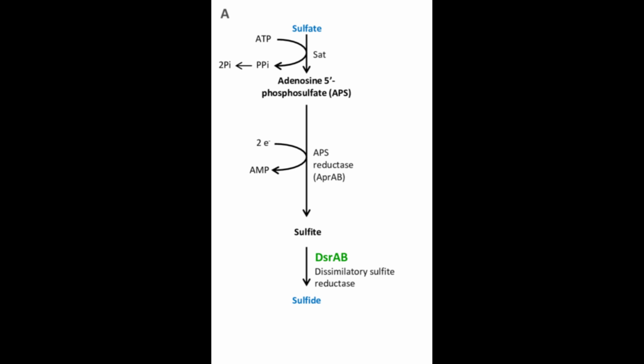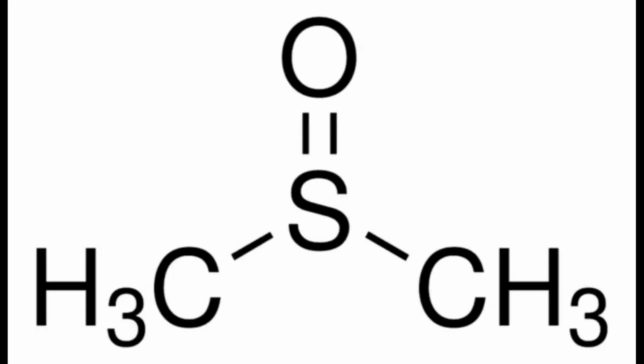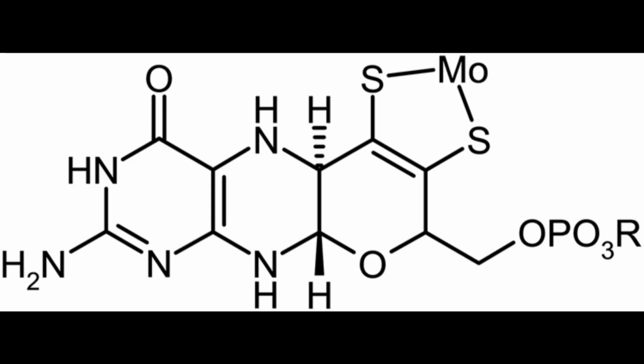The sulfite is then reduced to hydrogen sulfide via the dissimilatory sulfite reductase enzyme, or DSR. However, sulfur is available in many forms in the environment, including elemental sulfur, thiosulfate, tetrathionate, and dimethyl sulfoxide, or DMSO. These are metabolized by enzymes in the aforementioned molybdopterin oxidoreductase enzyme family.